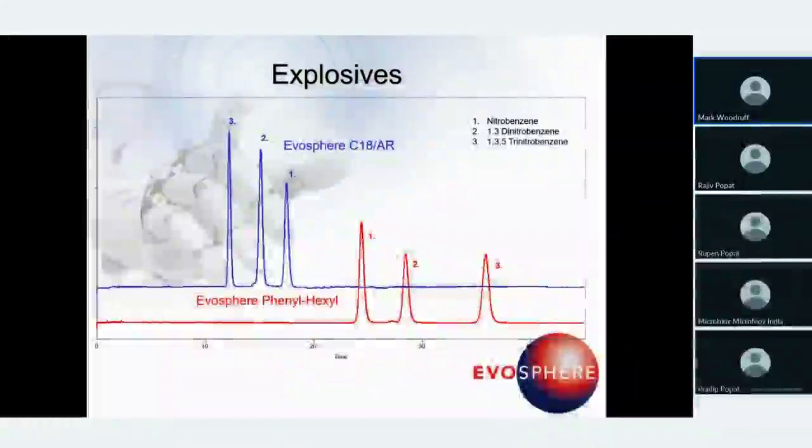Moving to the EVOSPHERE C18AR, we actually get a switch in the elution order between our compounds. So now they elute in the order 3, 2, and 1. We still have resolution, but we've been able to use a combination of stationary phases to gain very different selectivities between these 3 species. So that's good when we're developing methods on unknown compounds, where we need to figure out which of the selectivities is going to work best for us.